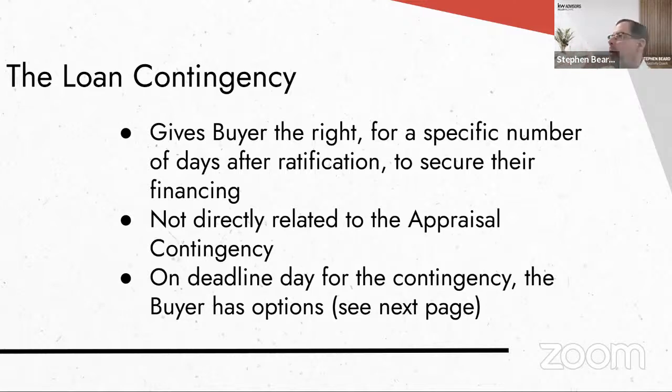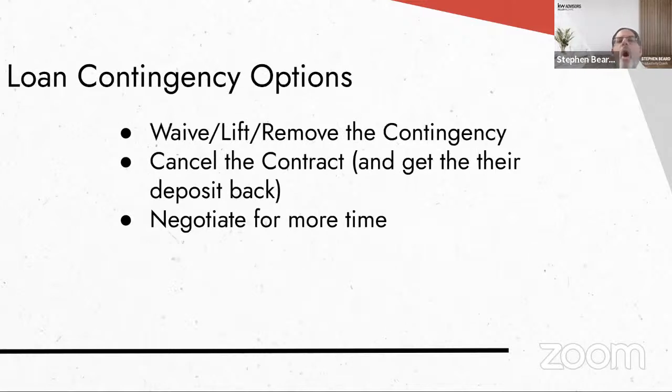That's a very complicated question. Let's talk about it in the context of what happens on day 10. That's a great question. The loan contingency specifically is about getting the loan, and on the deadline day for the contingency, the buyer has certain options. In our example it's day 10, but it could happen a day before, doesn't matter. On or before that deadline day, the buyer has 3 options for the loan contingency.